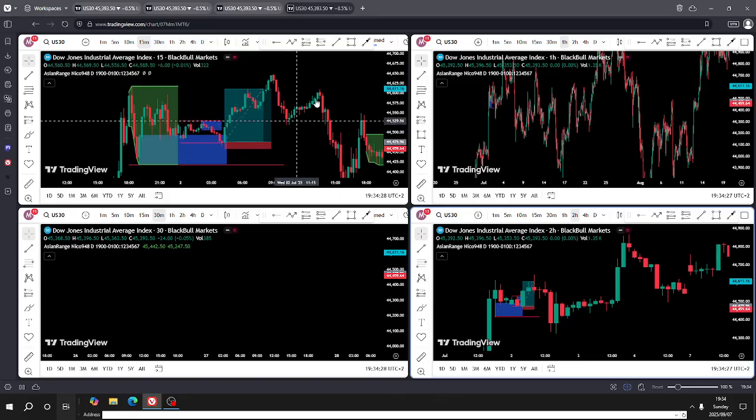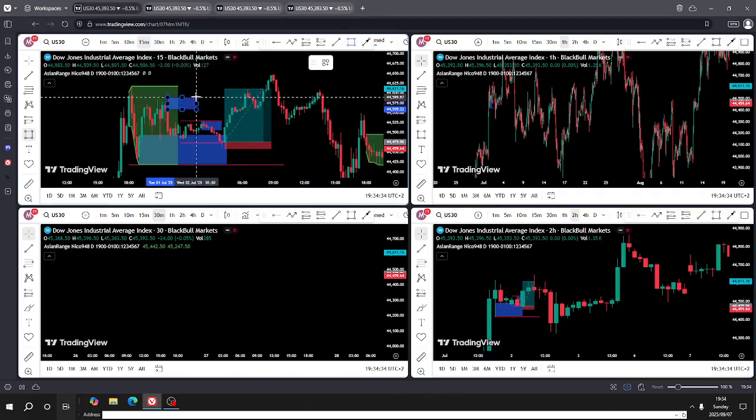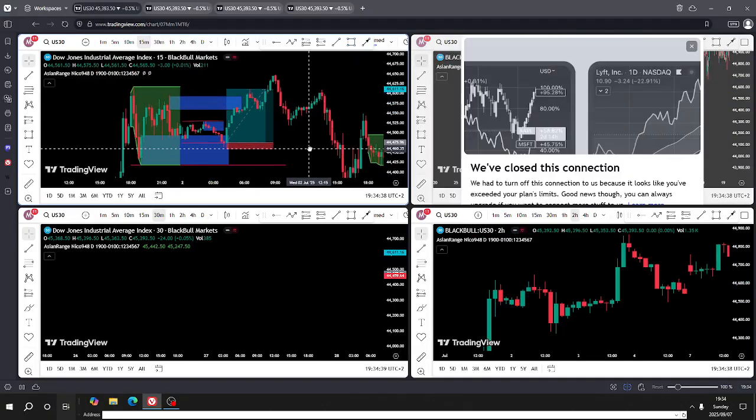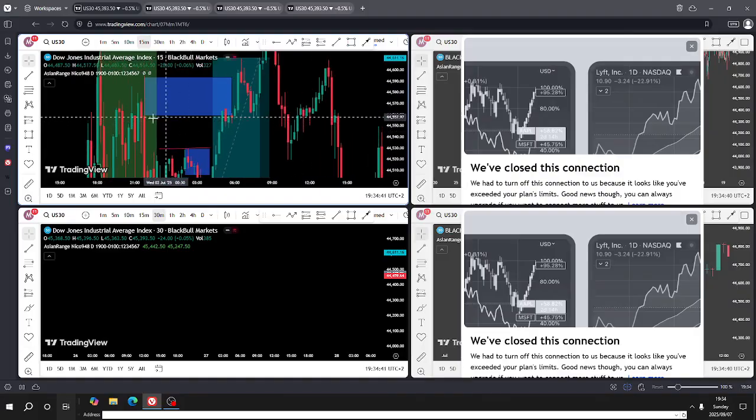As you can see, it gets to be our Asian high. And then we see that we also have this unmitigated area over here, and we also see it very well on our lower time frame. Right there, we also see it very well on our lower time frame. Can you see that?